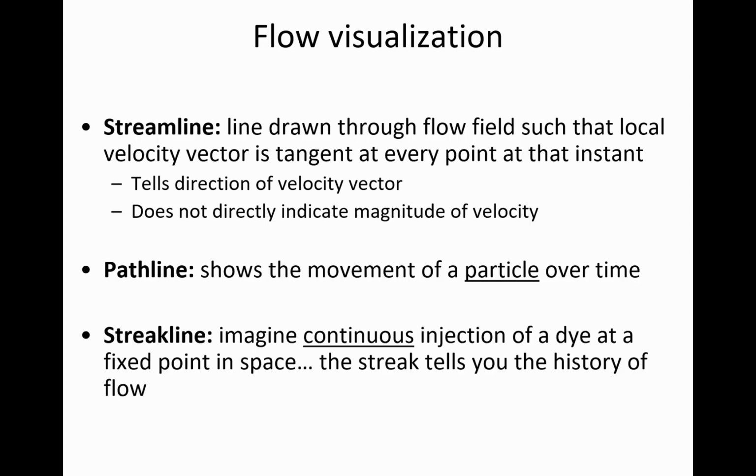The third type of flow visualization is a streak line. If you continuously inject a dye or a smoke tracer at a fixed point in space, then the streak line can be used to tell you the history of flow during that period. So path lines and streamlines may seem like they're pretty similar, but I'll try and illustrate how they're different and how we can use them to give us information about what the fluid is doing.